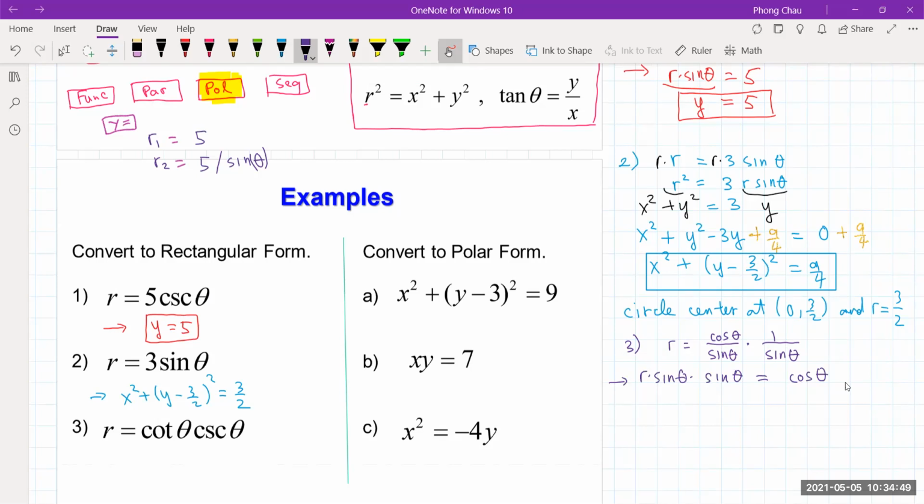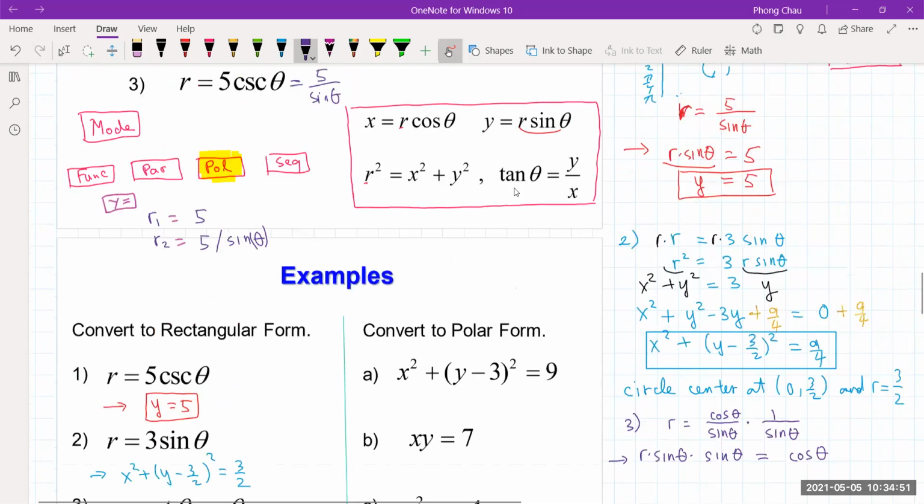Now, again, which formula to use? You can see there's a sine, there's a cosine, so it must be these 2. In fact, the first one here already has the r sine, right? R sine becomes a y. Now the problem is the cosine on the right does not have the r. So what should we do?